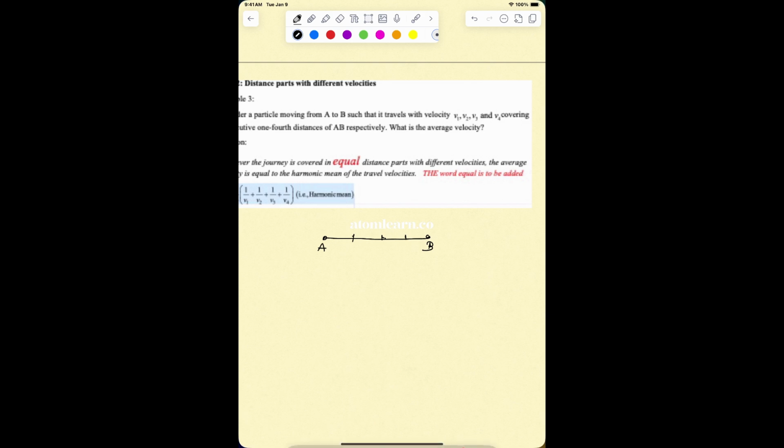Suppose the total distance is taken as S. Assume, as I said, this is not data given in the problem; we have to assume it for our calculation purposes. Assume the total distance as S. Then it is subdivided into 4 equal parts in this particular problem: S by 4, S by 4, S by 4. That means equal distance breakup. It is given that the particle travels with the constant velocity V1 during the first part, then V2 for the second S by 4 distance, then V3, then V4. What is the average velocity?